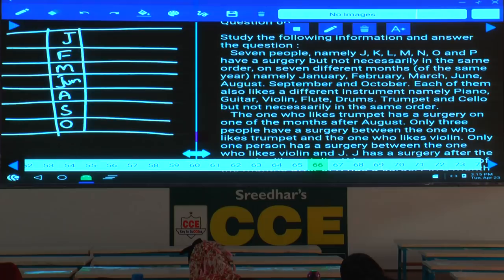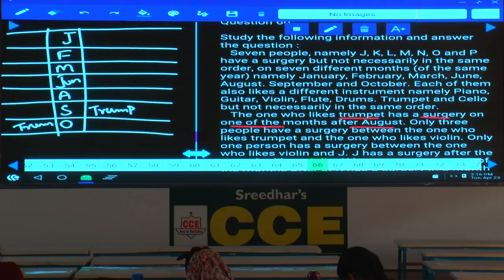Then coming to condition number one. The one who likes trumpet has a surgery on one of the months after August. After August means, tell me, how many months do we have? Two, isn't it? As there are two in this one, hence S can be trumpet or O can be trumpet. Hence, how many possibilities do we have? Two possibilities. The one who likes trumpet has a surgery on one of the months after August. Hence, there are two different possibilities in this one. Now, this is the first case and this is the second case.